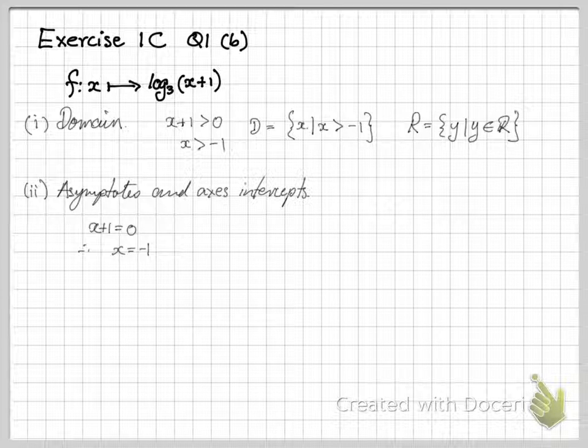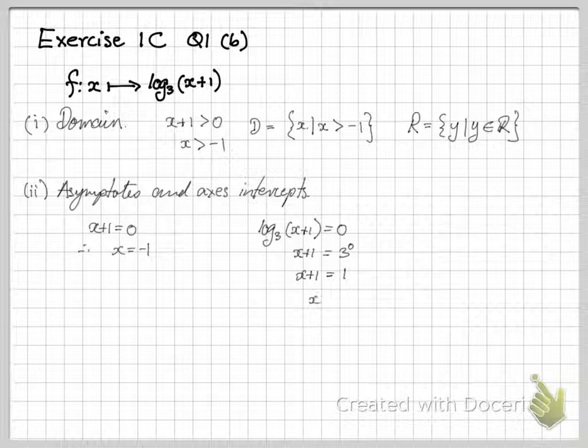And for any axis intercepts, we need to solve for when we cross the x-axis, when log to base 3 of x plus 1 is equal to 0. So that gives us x plus 1 is equal to 3 to the naught, which is just 1. So x plus 1 is equal to 1. So x is 1 take 1, which is 0. So in this particular case, the x-axis intercept is (0, 0). So of course the y-axis intercept is also 0.